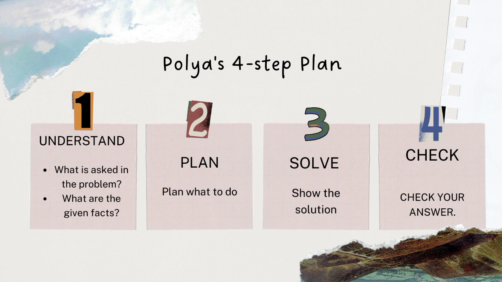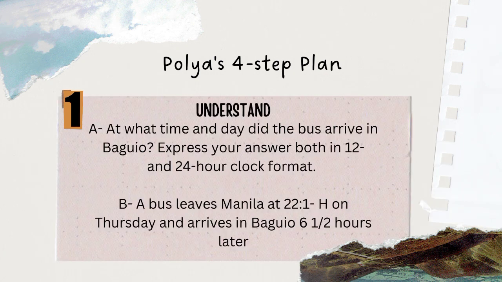Step 2 is plan. Plan what to do. Then, the third step is solve. Show the solution. Then, the last step is check. We need to check if our answer is correct. So, let's now solve the problem by applying the first step.